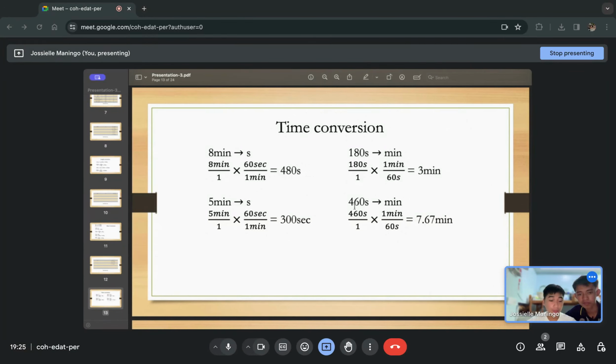Same as this, for 60 seconds to minutes, we need to cancel out the seconds. In 1 minute, we have 60 seconds. We need to cancel out. 60 divided by 60 equals 1 minute. That is the time conversion example.